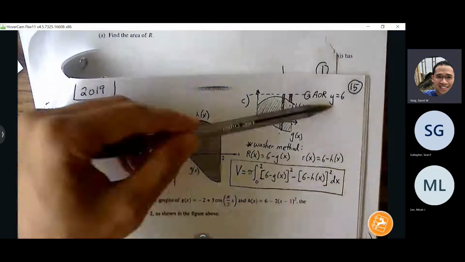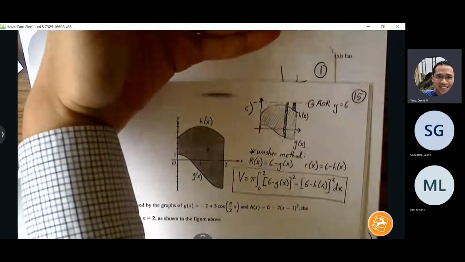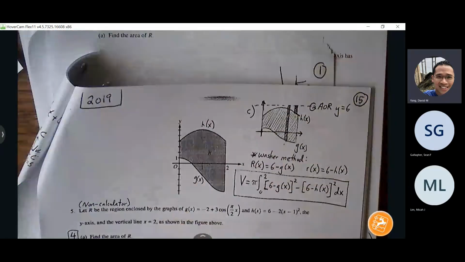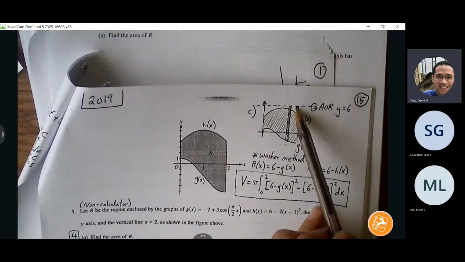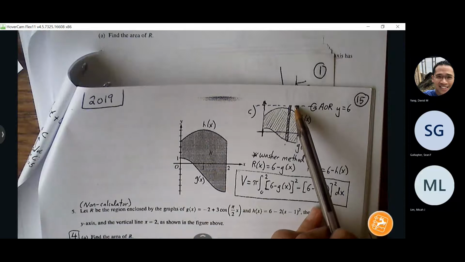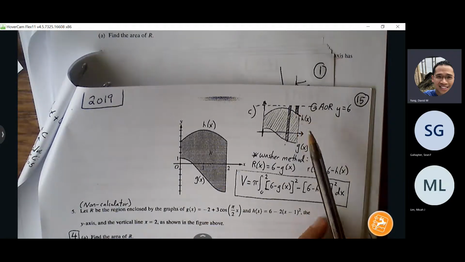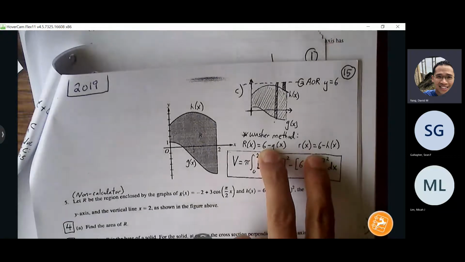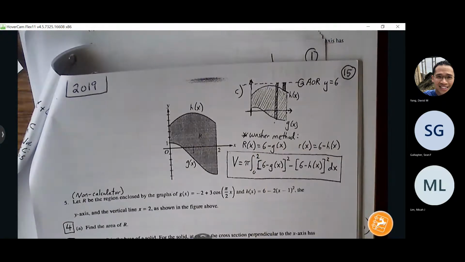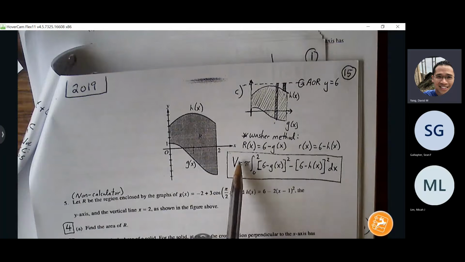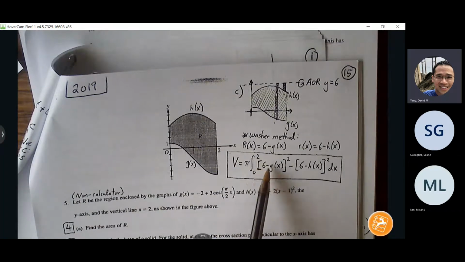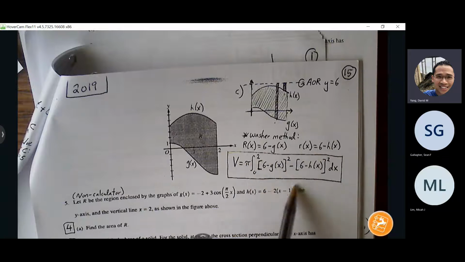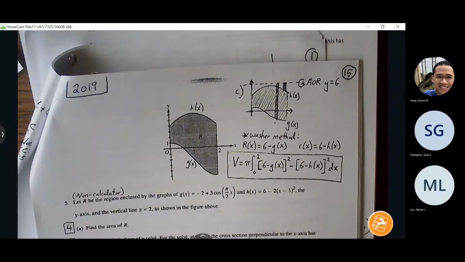This is my new center. This whole shaded region is going to be flipped over, rotated around that dotted line. So small radius is the dotted line, 6 minus h of x. So we build our R of x and r of x. Integral from 0 to 2, pi big R squared minus little r squared. We only are asked to set it up. There's no need to do anything beyond that.